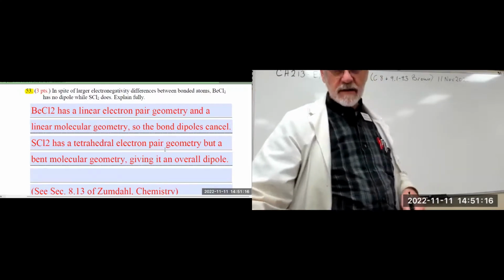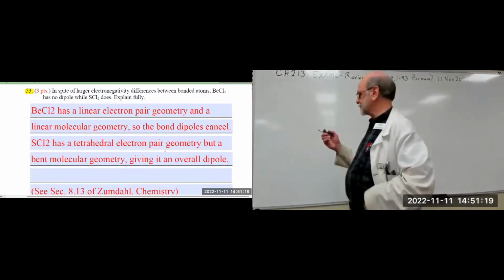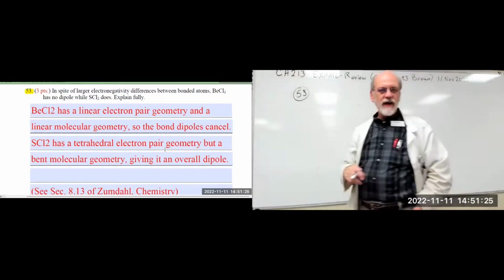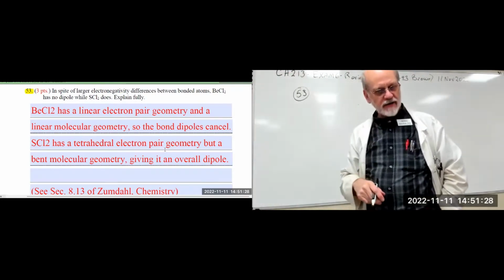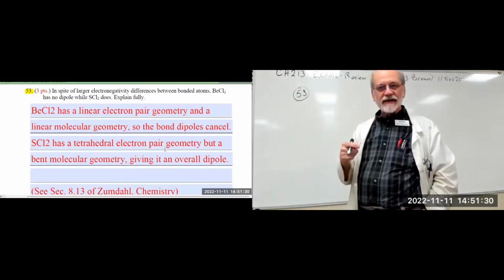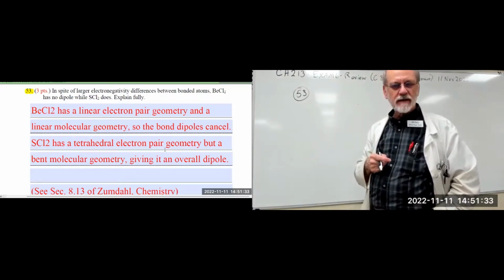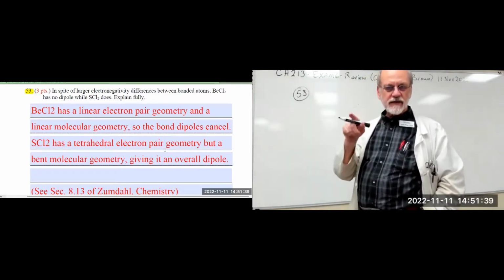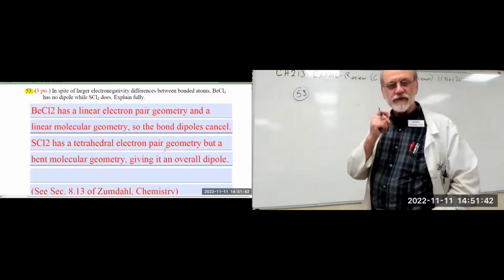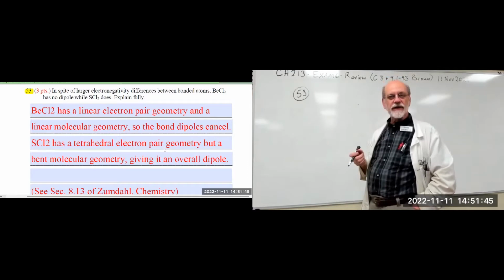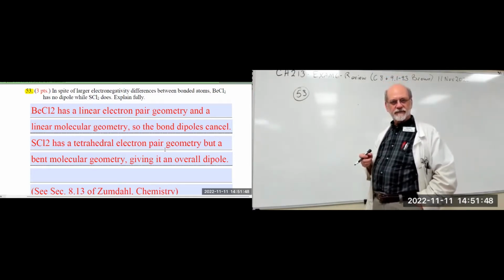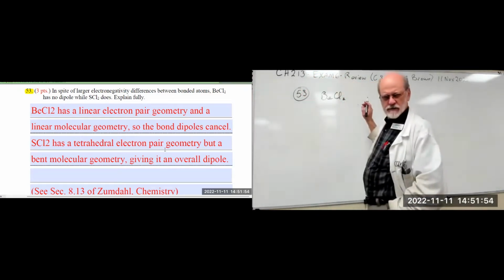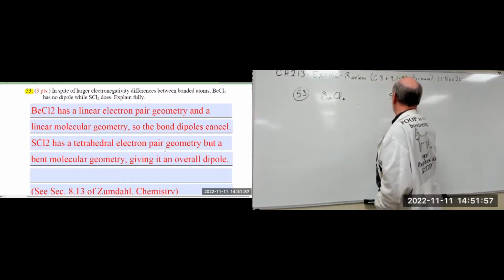Okay, I got 10 minutes. 53. Beryllium chloride, excuse me, in spite of larger electronegativity differences between bonded atoms in the beryllium chloride molecule, this molecule has no dipole, while sulfur dichloride does have a dipole. So how do we explain that? Beryllium chloride versus sulfur dichloride.